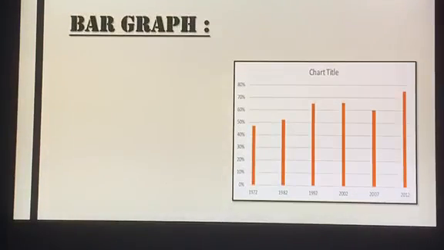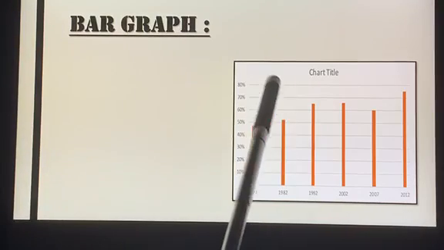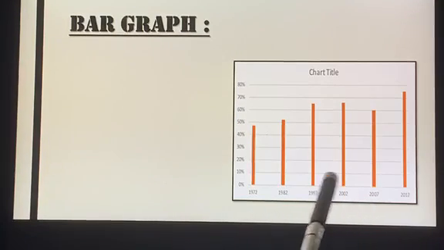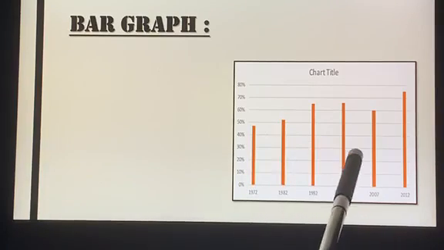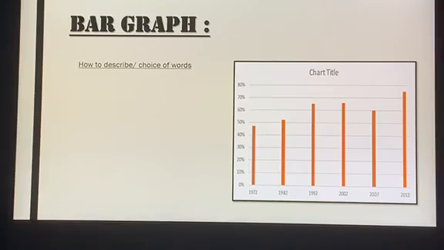Okay, now I will explain the writing of the description of a graph with the example of a bar graph. You have already known that this is known as the bar graph, as the information is indicated by some bar-like figures. To describe a graph or a chart, you should divide the writing in 4 parts.